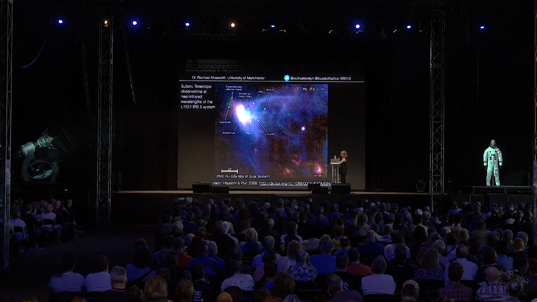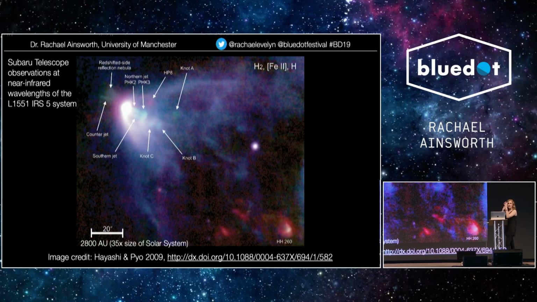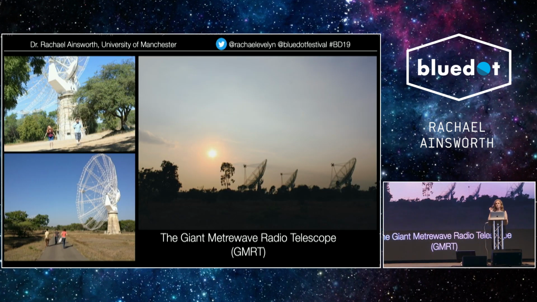So the problem with this type of observation is we're not really able to zoom in to where those stars are being formed. We can see the jet on larger scales, but we need to zoom in a bit closer, and we need to go to longer wavelengths in order to do that.